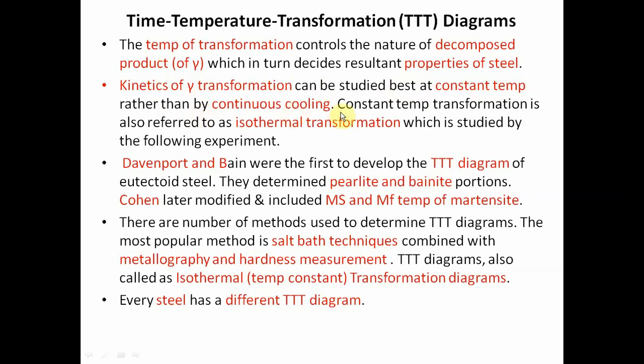Constant temperature transformation is also referred to as isothermal transformation, which is studied by the following experiment, and ultimately that gives a final curve called the TTT diagram. So Davenport and Bain were the first to develop the TTT diagram of eutectoid steel. They determined pearlite and bainite portions, which were modified and included as martensite start and martensite finish temperatures.